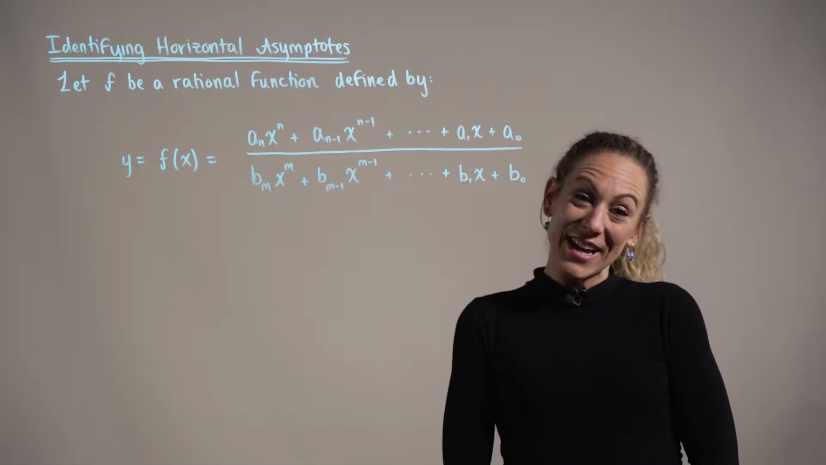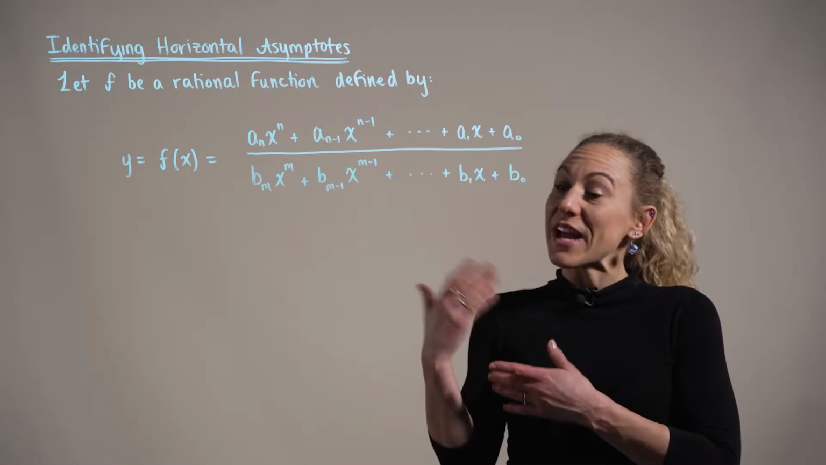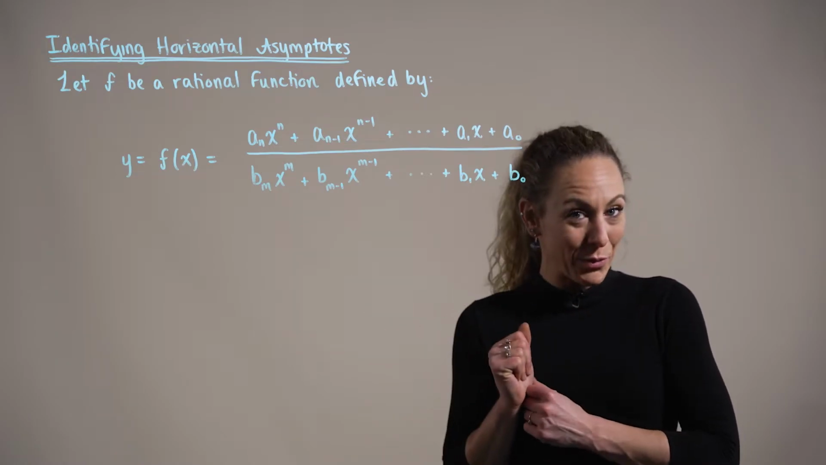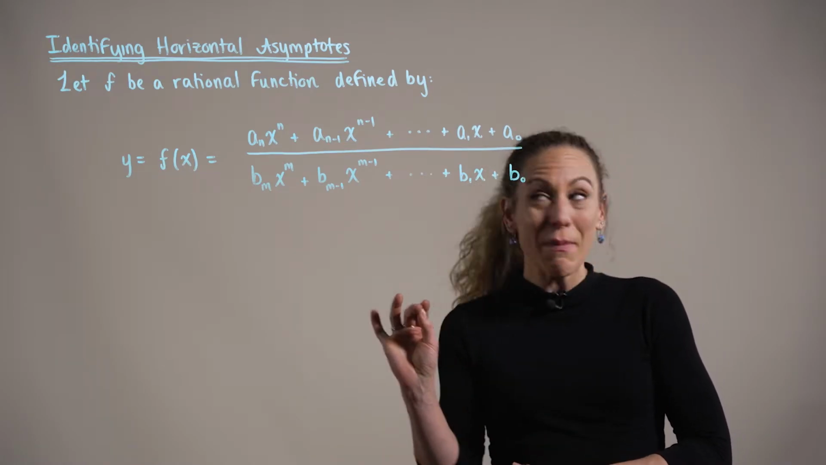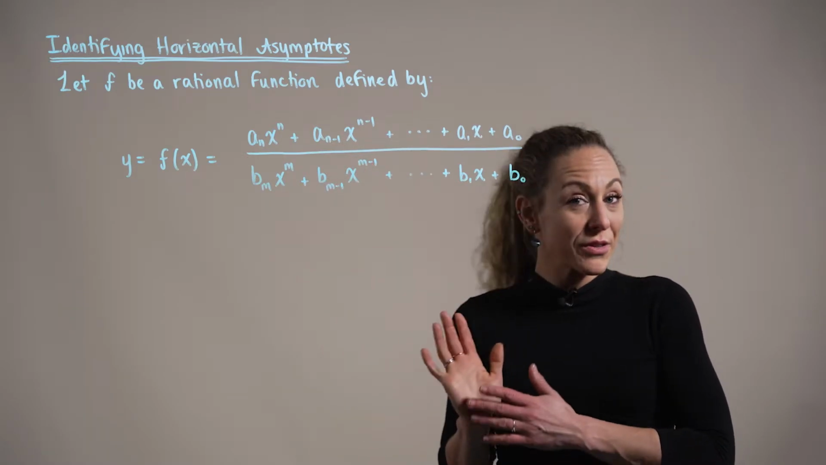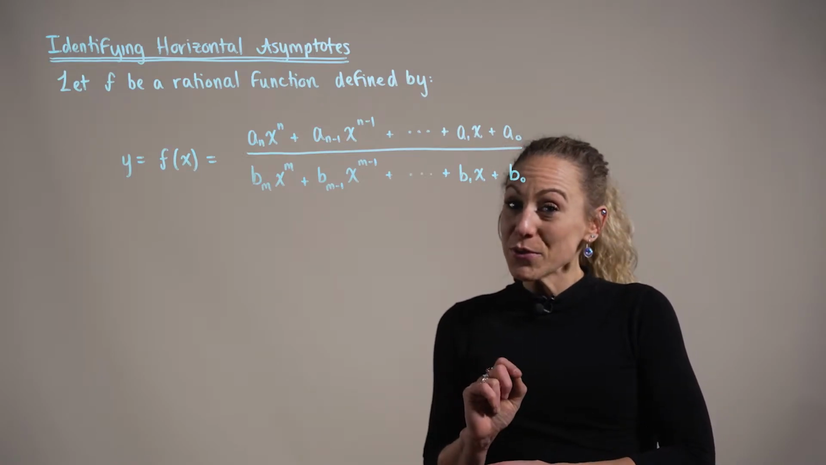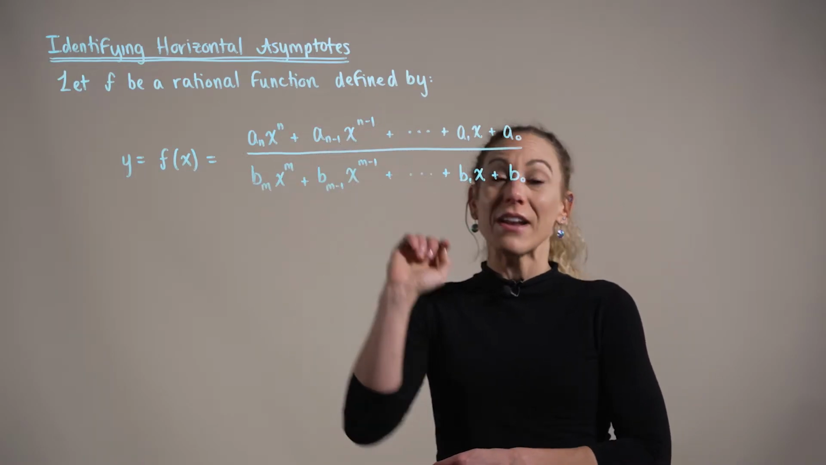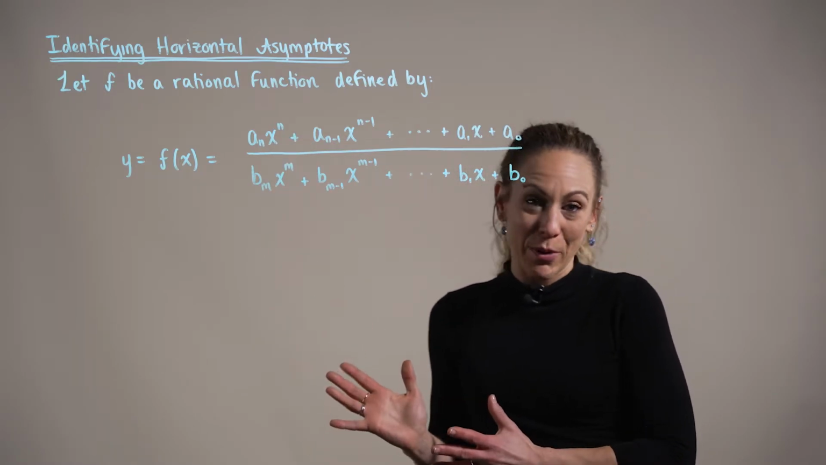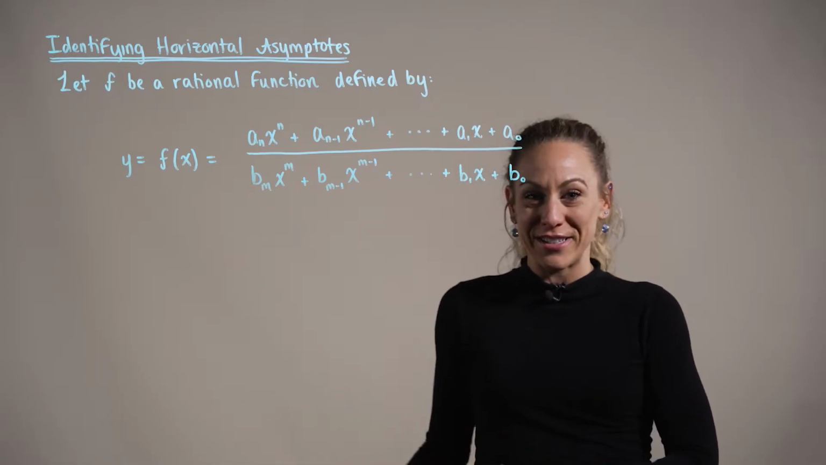So to help us in identifying horizontal asymptotes, let's begin by considering a rational function defined by this ratio of polynomial functions. Now, keep in mind, all of these a values and all of these b values are the polynomial's coefficients, or real numbers. And also keep in mind that these powers on x, these n terms and m terms, are the exponents and they must be whole numbers. So 0, 1, 2, and beyond.